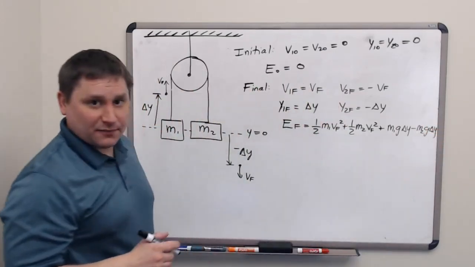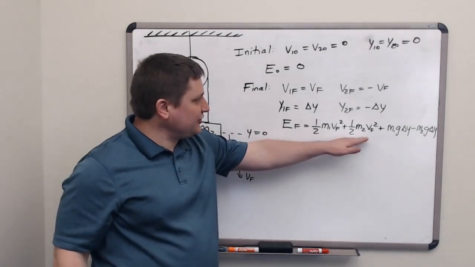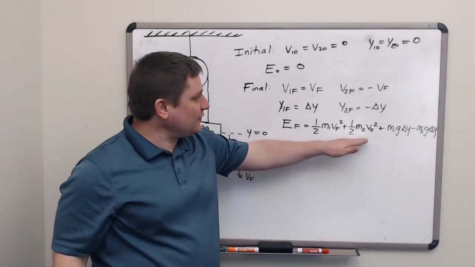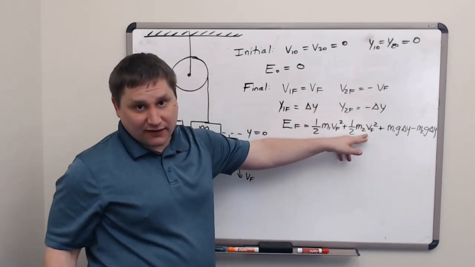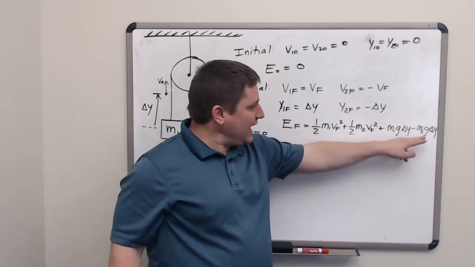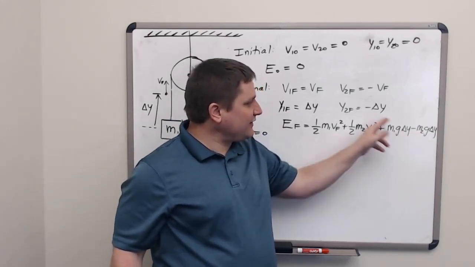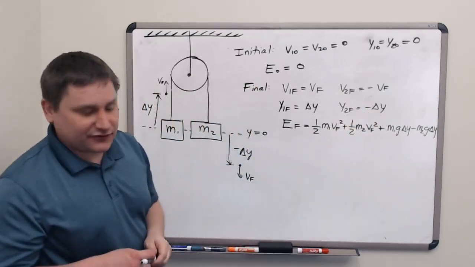So I have 4 terms: the kinetic energy of mass 1, kinetic energy of mass 2. Because velocity is squared, it doesn't matter that there's a negative sign here. It gets eliminated when I square that VF. The potential energy of mass 1 and the potential energy of mass 2. I've taken the negative sign from the V2F and put it in front of the whole expression.